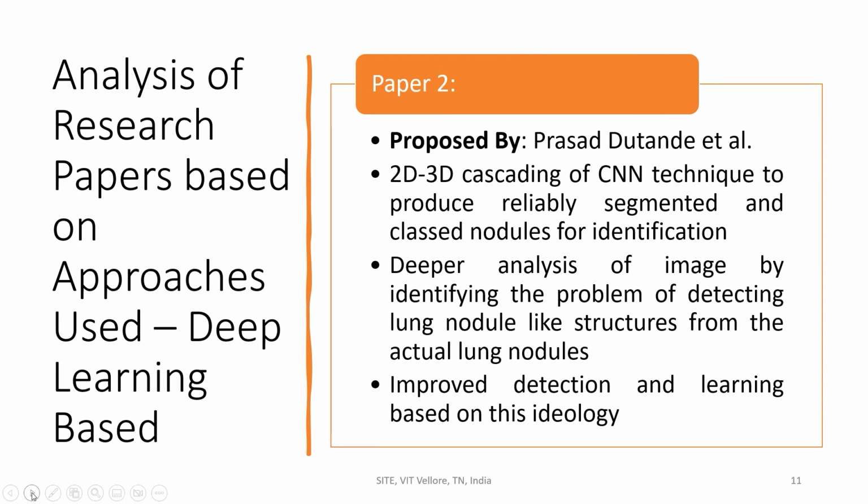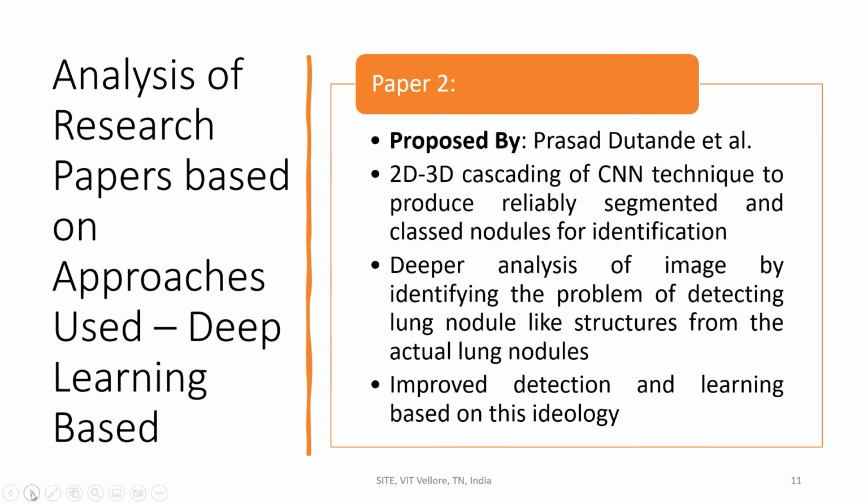Now, the next paper proposed by Prasad Dutante focuses on the 3D cascading of the CNN technique, which is like a video identification method. If I were to say, it's like a robust system for video recognition. As we're trying to recognize if the nodules which are present are cancerous or non-cancerous, this can help us, because we're considering a video analysis rather than a CT scan image.